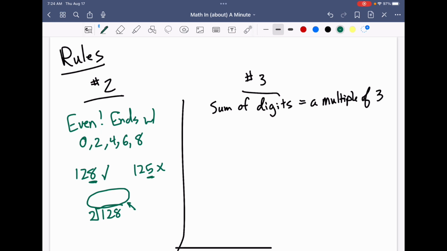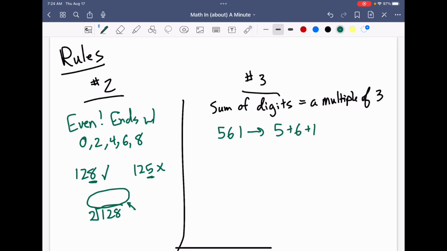This one's a little bit tricky. The sum of the digits has to equal a multiple of 3. Let's think about what that means. Well, let's take a number like 561. 561 is a pretty big number, and I don't know off the top of my head whether or not that is a multiple of 3. But I can use this rule to see if it's going to work.